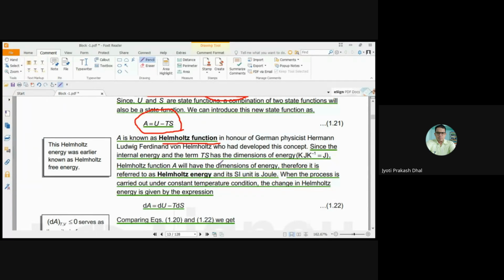And since the dimension of internal energy and the dimension of TS are both energy, the unit of internal energy is the unit of energy, and TS has the unit of energy, and hence the unit of A is similar to the unit of energy. So the SI unit of the Helmholtz function A is Joule. As this is one type of energy term, we can call the Helmholtz function the Helmholtz energy. Understood?